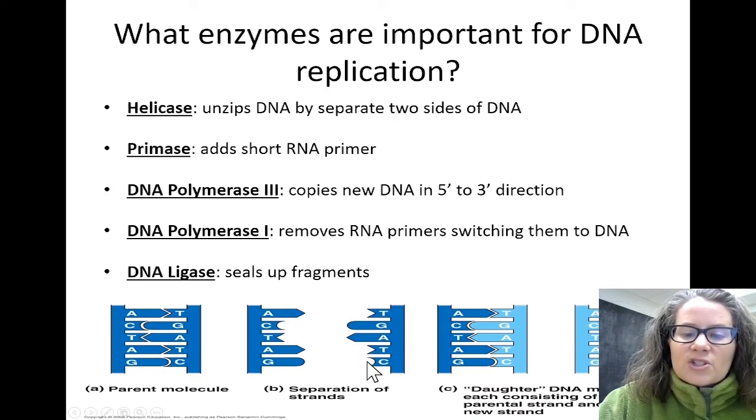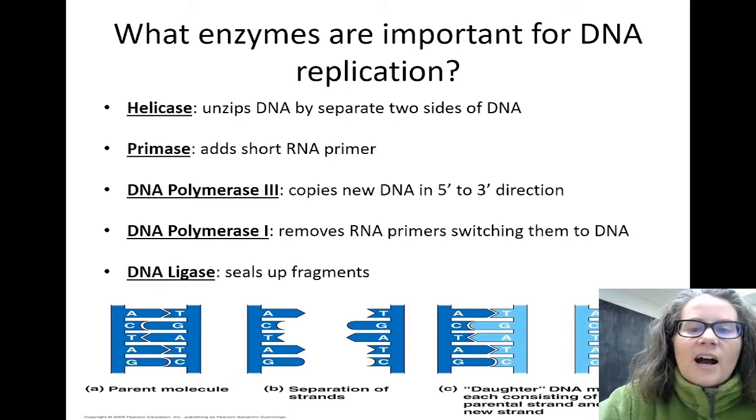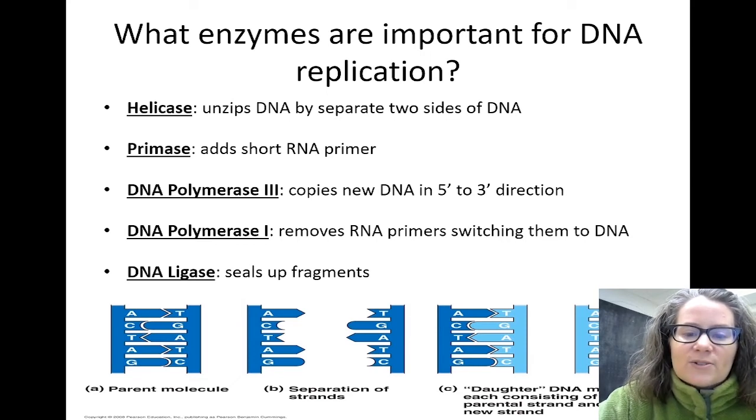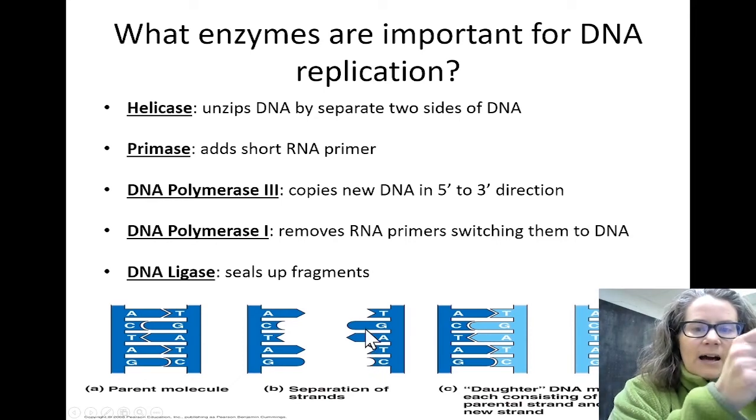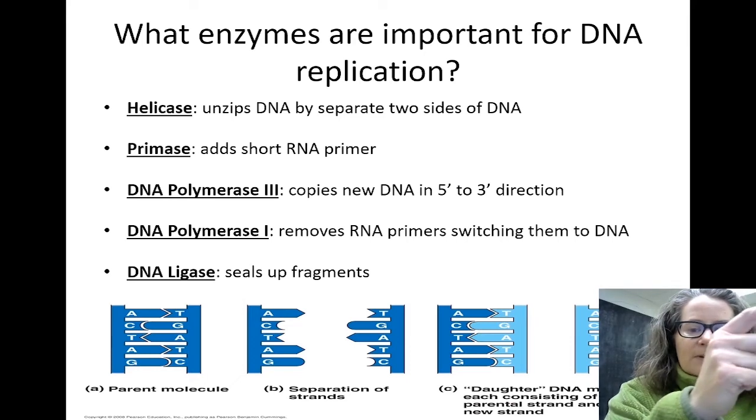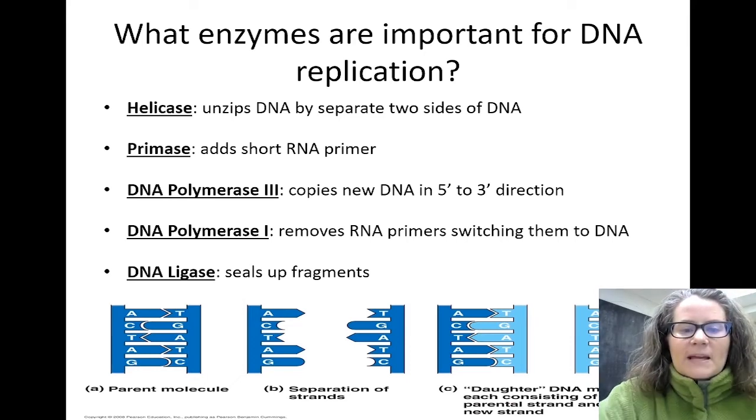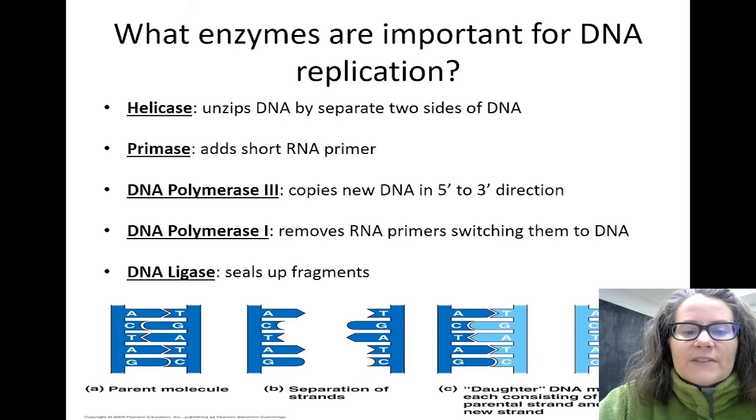Then it will add a short section of RNA, and that is necessary because our big copying enzyme, the Mac Daddy copier of DNA replication, is DNA polymerase III. And DNA polymerase III cannot get onto a single strand, so we need that primer to make a short double strand. It's almost like you're braiding hair, and you need that knot at the top of the piece of hair to then braid from. The same thing is happening with DNA polymerase III. It can then attach itself, and then it will copy a new strand of DNA from the 5' to the 3' direction.